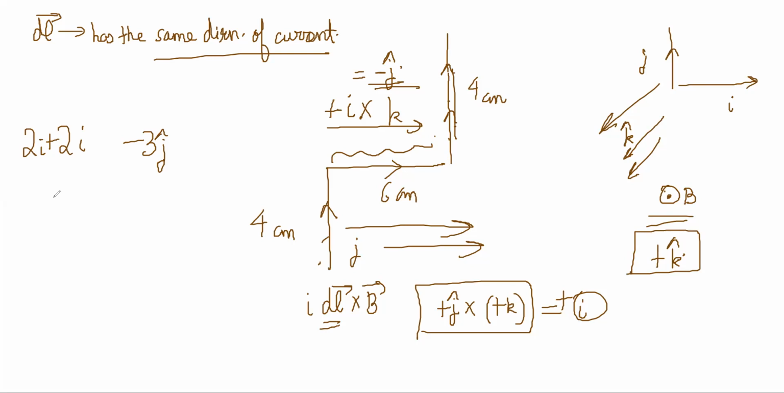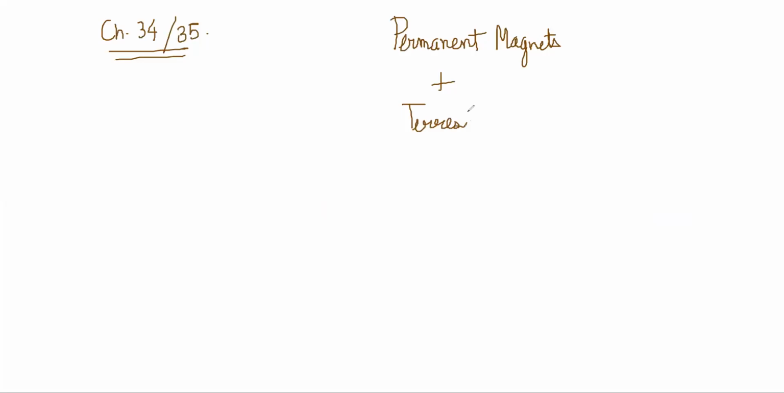What else? Tell me if there is anything. That's it. Okay. So the chapter 34 and 35 are done. What we need to do is a little bit of the permanent magnets and terrestrial magnetism. Permanent magnets plus terrestrial Earth's magnetism. So those things we will cover after your test.